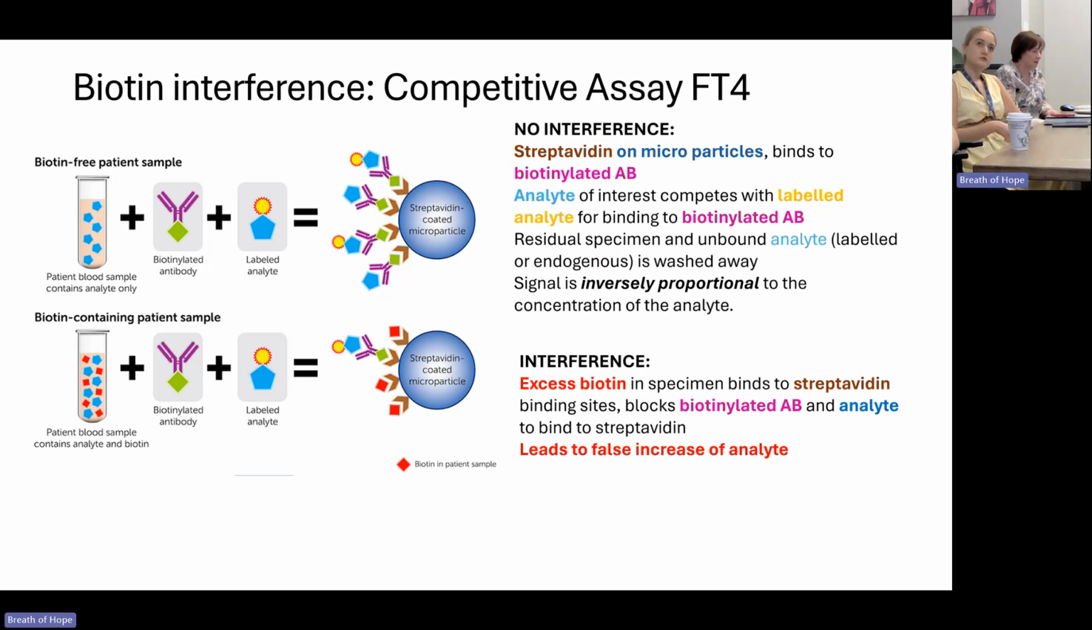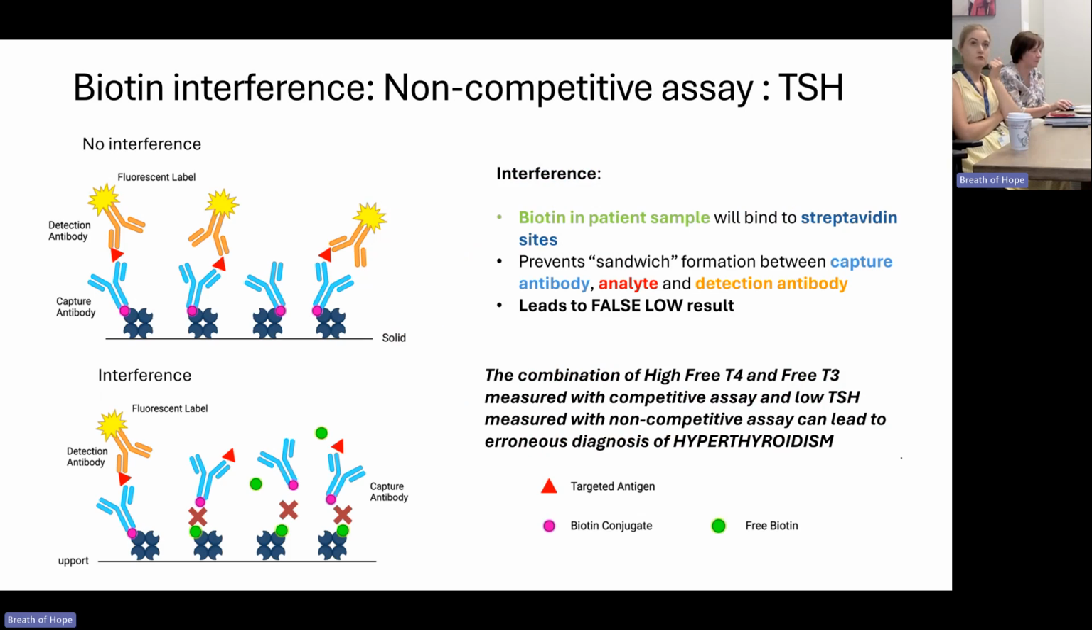While if there is interference with excess biotin in the specimen, it will bind to the streptavidin binding sites. It will block the biotinylated antibody and analyte from binding to streptavidin, and you will get a false increase of the analyte. This will be the case for free T4, for example.